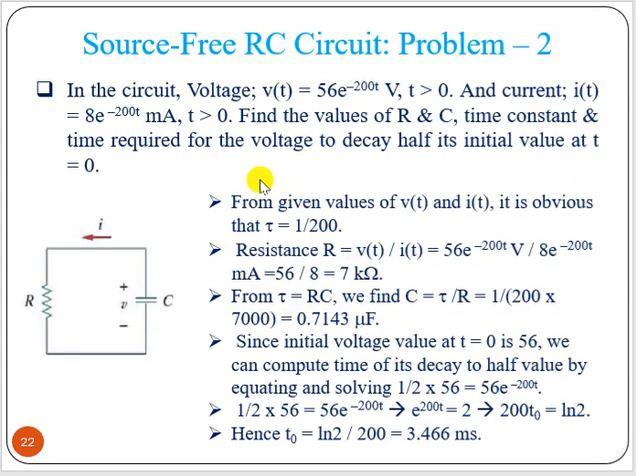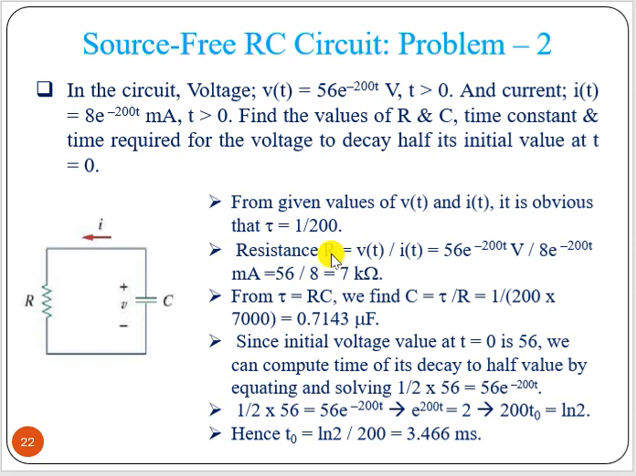The second problem: it is given that in a circuit the voltage is 56 e to the power minus 200t V for t greater than 0, and the current i(t) is given. We have to find the values of R and C, the time constant, and the time required for the voltage to decay to half its initial value at t equal to 0. From this problem, minus 200 gives tau as 1 by 200. In the equation it is minus t by tau, so tau equals 1 by 200.